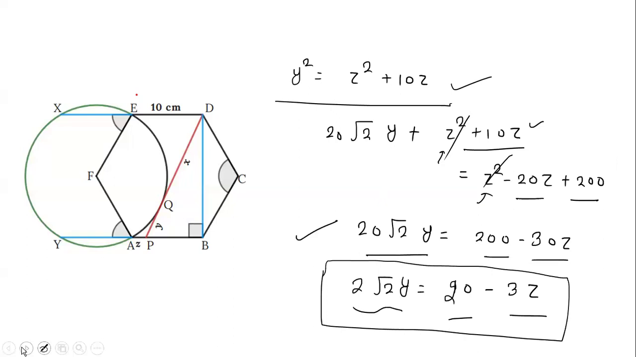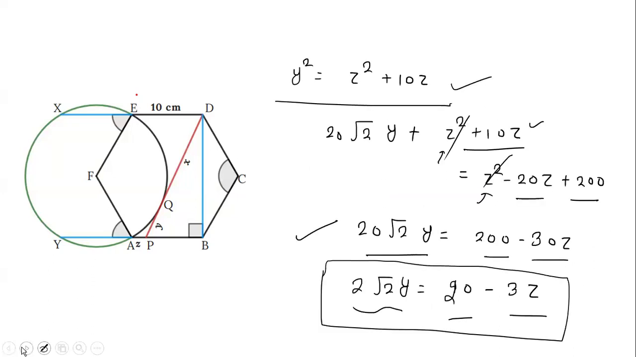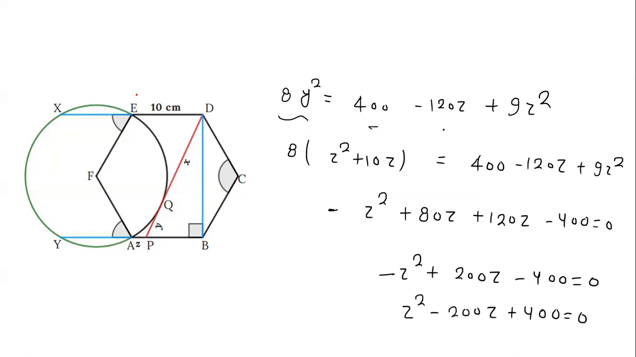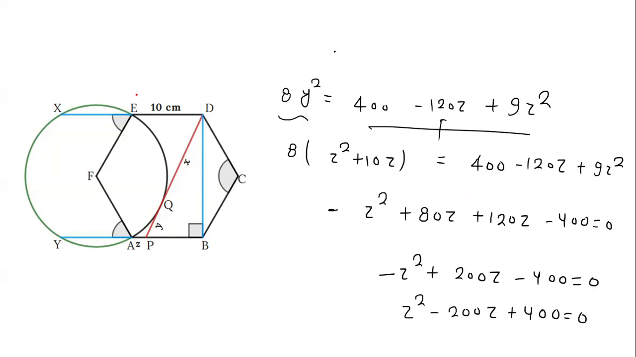Now if you square both the sides, it will become like 2 root 2 times y square, which is 8y square, and in the right hand side it is 400 plus 9z square, and minus 120z, because 2 times 20 multiplied by 3 will give us minus 120z. And you can put z square plus 10z instead of this y square, because we know the relation between y square and z square is this.